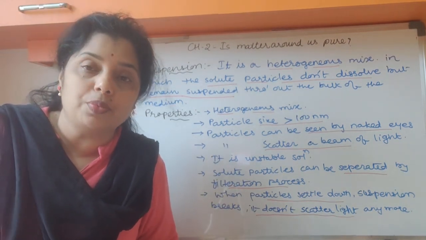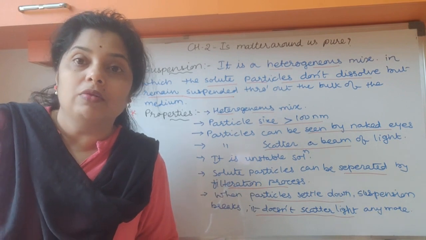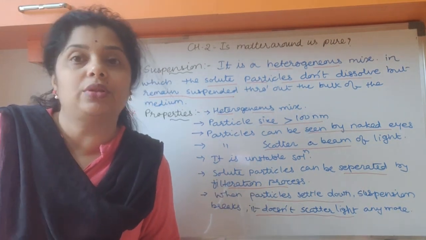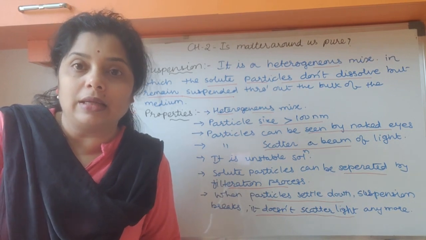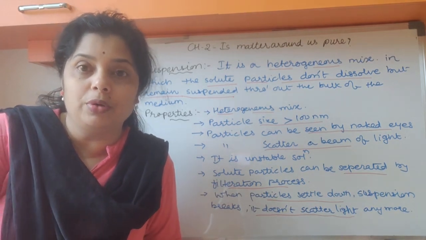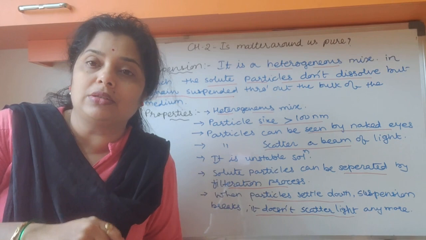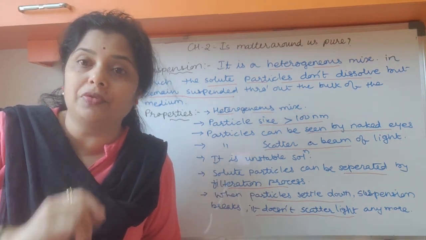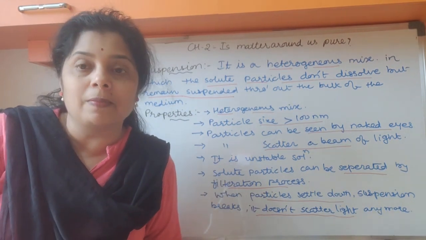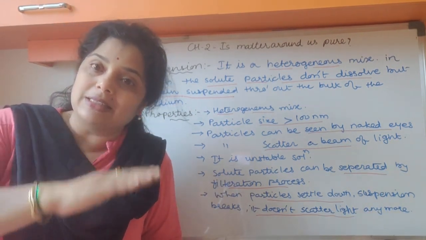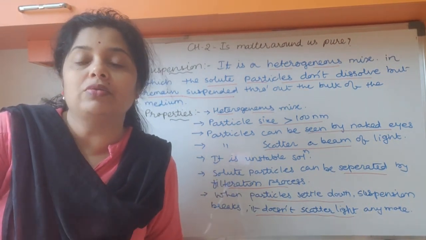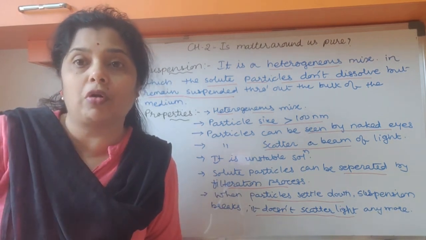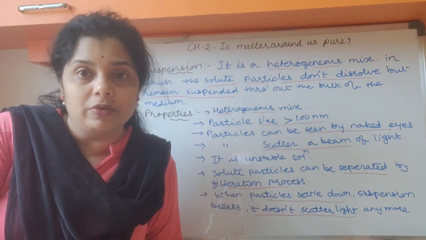We have already seen activity 2.2. In that activity, in beaker C, what did we take? We took wheat flour and mixed it with water. I hope you remember that we stirred it many times, but after a few minutes the wheat particles settled down, and we saw two different layers: the upper layer of water and the lower layer of wheat particles.